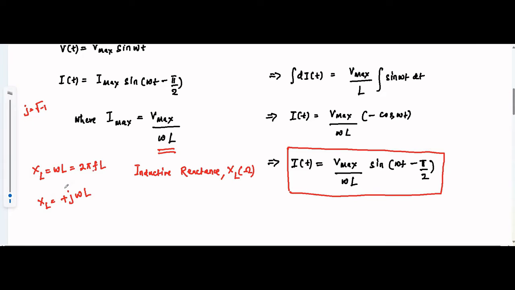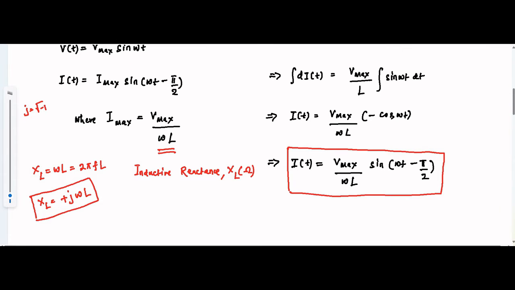But here you just remember that inductive reactance is expressed as j omega L. Capacitance and inductance have an imaginary number associated with them, j. But resistance is real in nature. Resistance is real. So the inductive reactance XL is omega L, and in complex notation that is plus j omega L. So this is the expression.